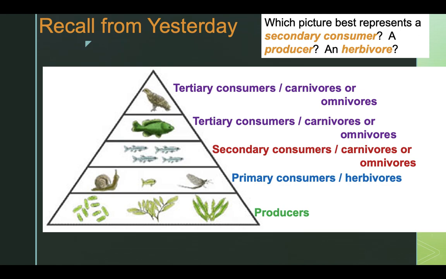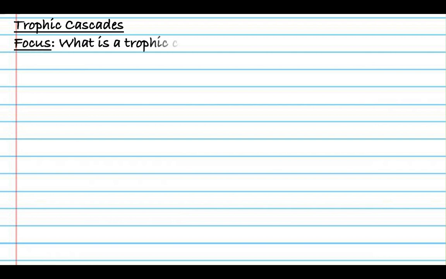Okay, all right, let's move on for today's topic. Please title your notebook page, Trophic Cascade. And our focus is, what is a trophic cascade? That's really what I want you to have a good idea about by the time we end this lesson. And it's a fairly complex topic, but it's a fascinating one, and I hope you'll agree after you view the videos on the wolves of Yellowstone.